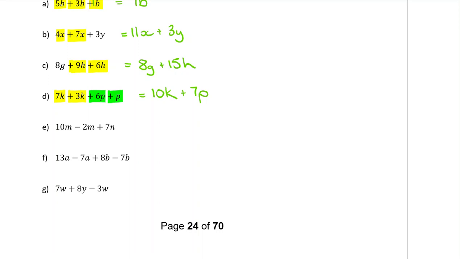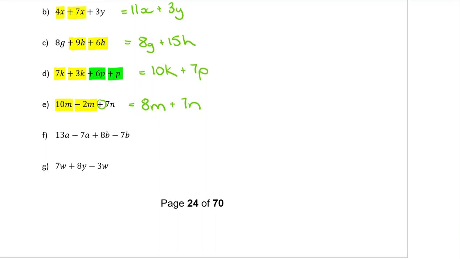Let's do a few more. So question E, 10m take away 2m. They're like terms, the 7n is different. 10 take away 2 is 8m. We're subtracting because of that minus sign in there. The 7n, see there's a plus sign there, so I'm going to go plus 7n.